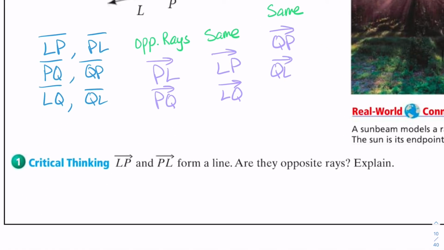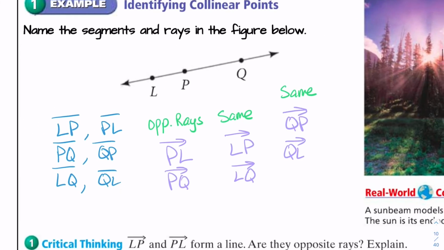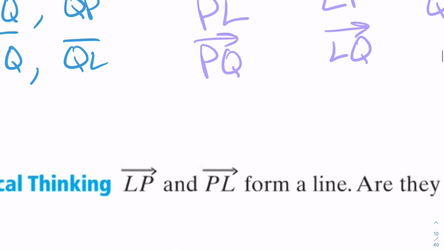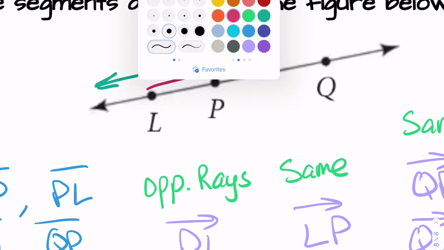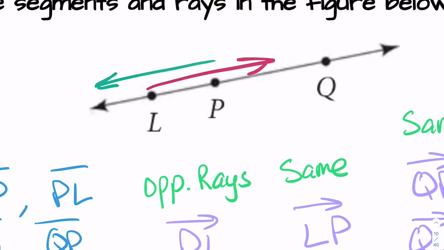LP and PL form a line. Are they opposite? Well, let's take a look. LP and PL. Let's look at LP and let's look at PL. Are they the same? Are they the opposite rays? And the answer is, wait for it. Not opposite, because look at how much overlaps.